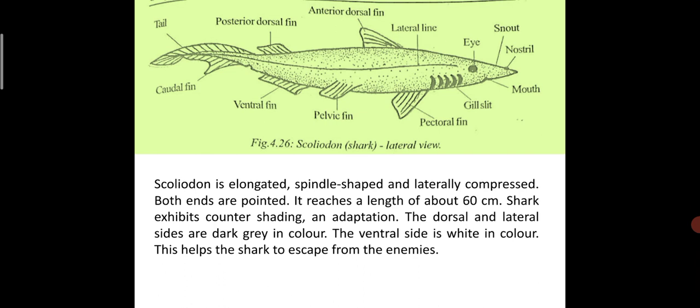Last class we have seen something about the amphibians, and here we can look at fish type studies. Already we have seen the general characteristics of fishes as well as their economic importance, and now we can see some of the type studies which are very important in fishes, and we have detailed studies on shark. Scoliodon is their scientific name.